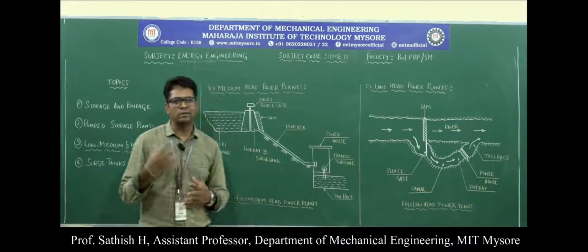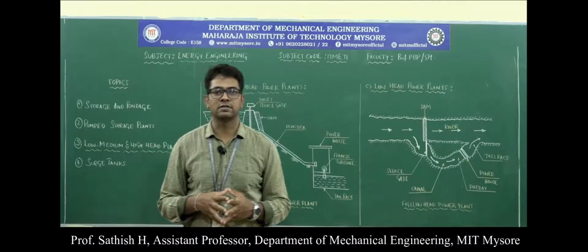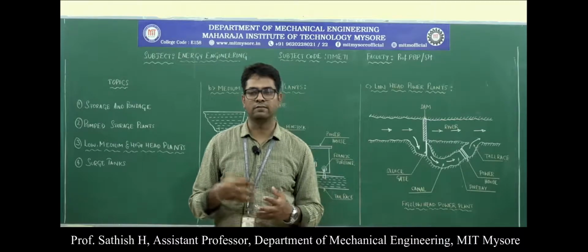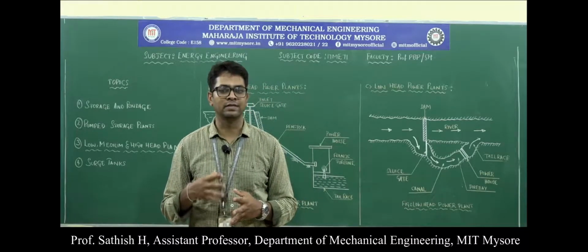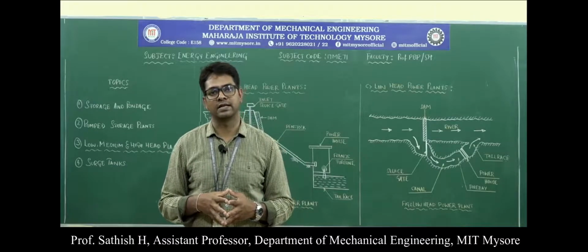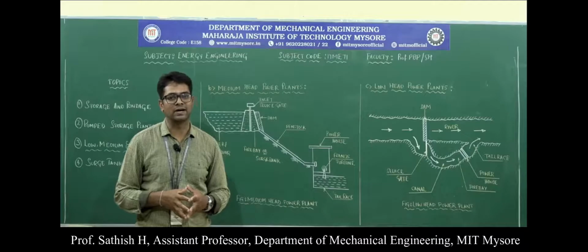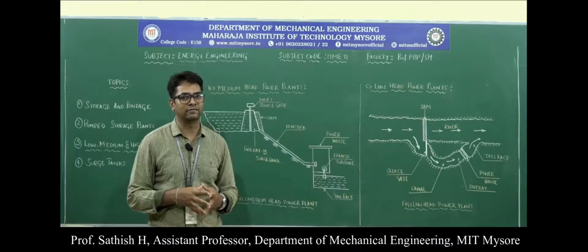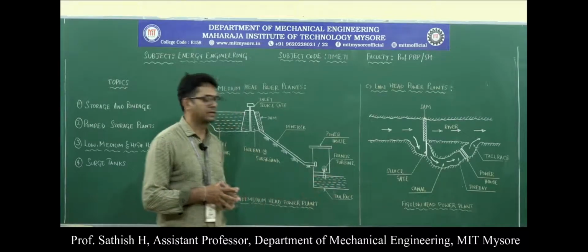One more important feature of these medium head power plants: the first one is the head available, which is 30 meters to 100 meters. The second one is the type of turbine that we use. In this case we can use a Francis turbine, the majorly used turbine in medium head power plants.